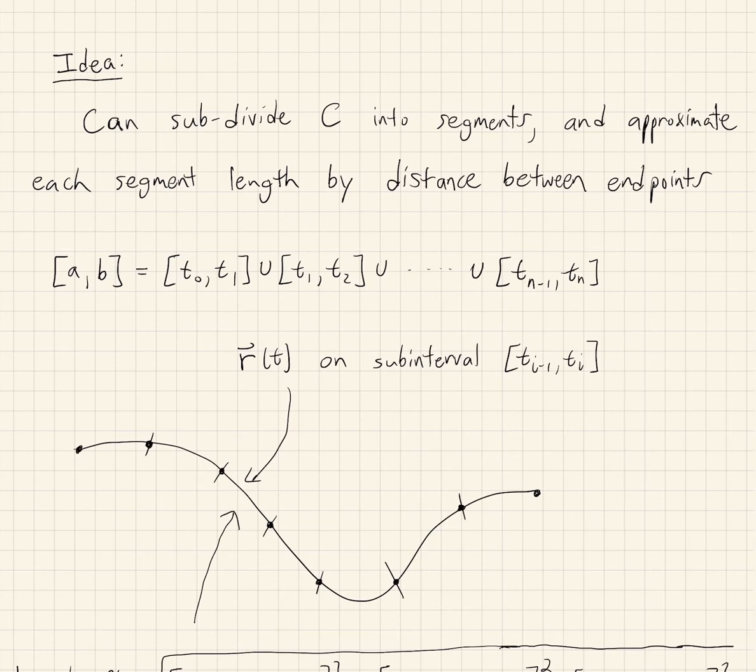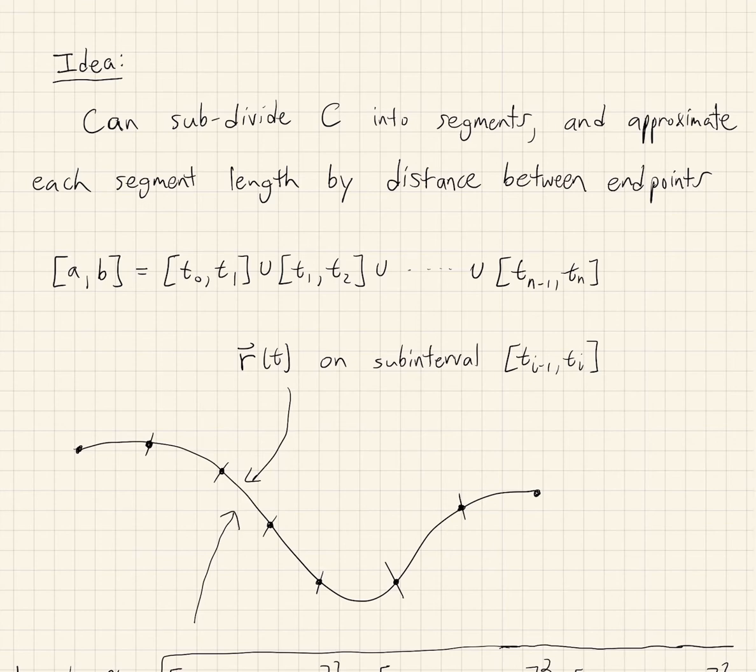So what we can think of doing is, if our curve is parameterized as the variable t runs over a to b, we can take that interval a to b and subdivide it, in this case, into n subintervals. So here t sub 0 would correspond to a, t sub n would correspond to b, and then these are just midpoints in that interval.